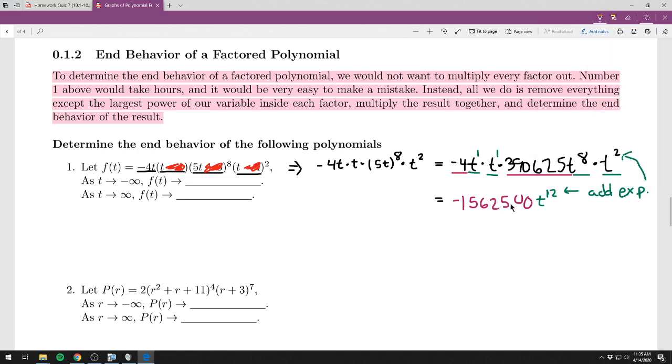Now remember what we talked about last section, what matters for end behavior. Is your coefficient positive or negative? We have a negative coefficient, and is the power even or odd? And this is even. So a negative with an even looks like -x squared. And as we go both ways, to the left and to the right, the y value is going down to -infinity.